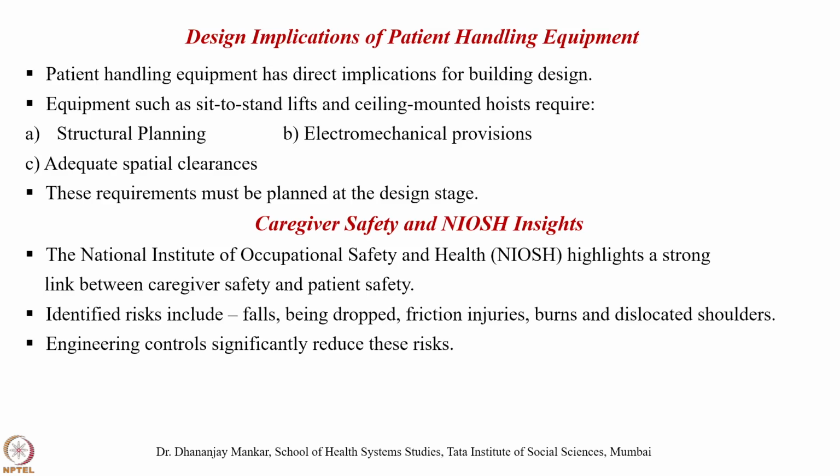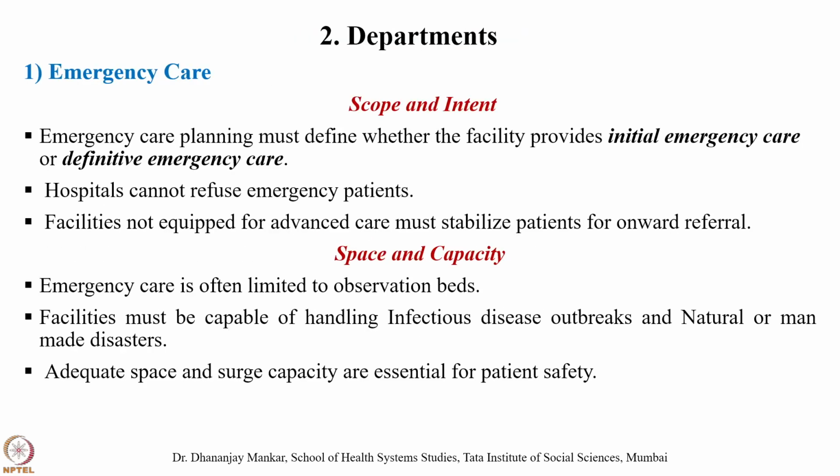So a relationship develops with respect to identifying the risks, which include falls, where a patient is dropped, friction injuries the patient may face, and burns and shoulder dislocations, which cannot be missed. If the hospital has to develop this relationship, you need to work on the guidelines stated by NIOSH. Engineering controls significantly reduce this risk, and if you work on developing this, you may even find that the issues healthcare workers face are also reduced with the help of this.